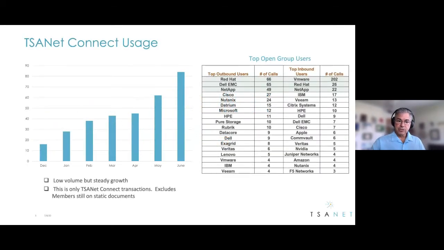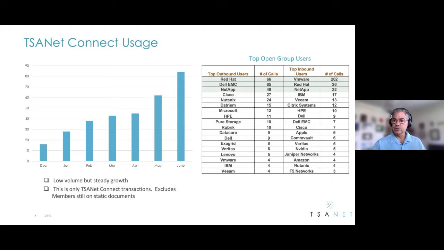The first view of the status is usage. You can see here two messages that I'd want to send. Obviously, it's still low volume, and I think TSANet Connect in general is not a high volume process. It's an escalation process. The good news, though, is we're seeing month over month volume improvement, so I'm pretty happy about that. The thing to keep in mind is this only tracks TSANet Connect transactions. If a member is still on static documents, we don't have any metrics associated with that. So this is purely the TSANet Connect methodology.